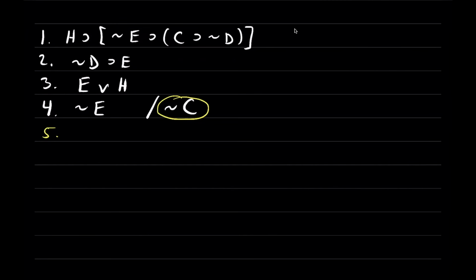So line 2 tells us not D implies E. 4 tells us that the consequent of that conditional, E, is false. So we know that the antecedent has to be false. And here you've got to be really careful. The antecedent is not D. And for that to be false, that would be not not D, 2 tildes back to back. And that's going to follow now from lines 2 and 4 by Modus Tollens, MT.